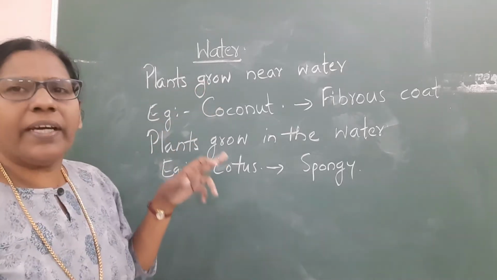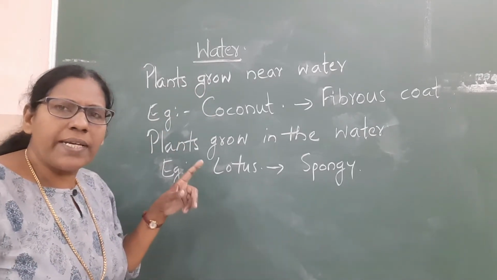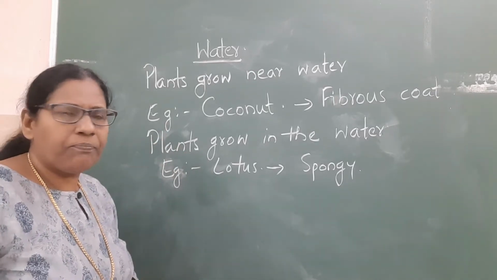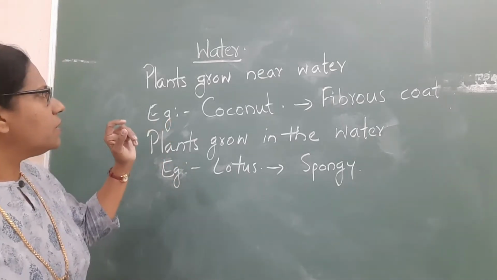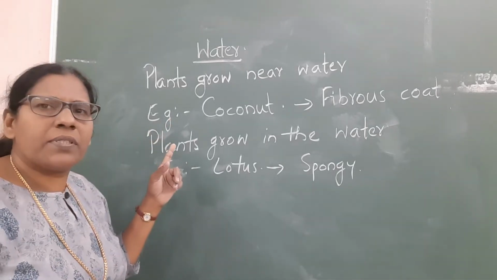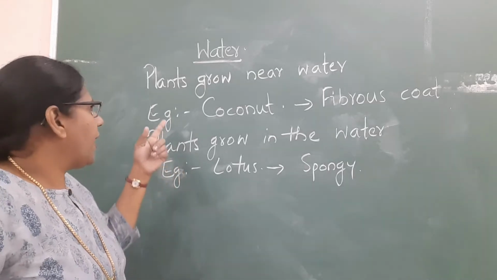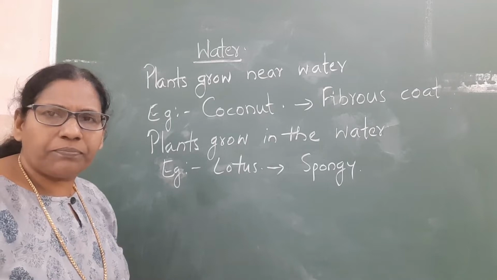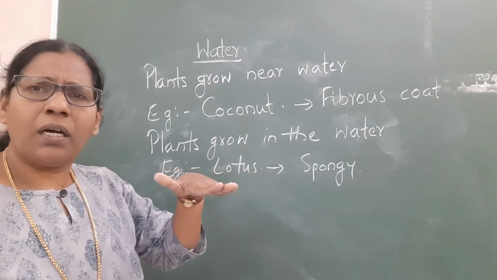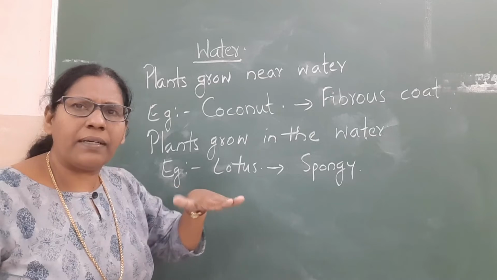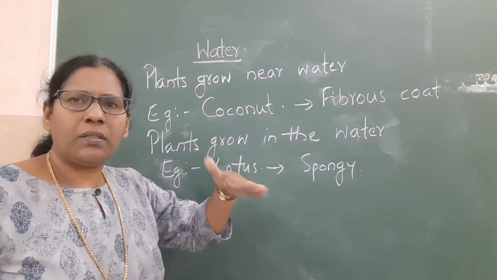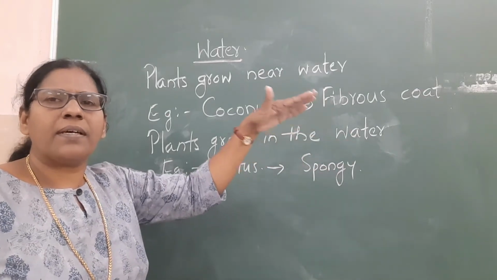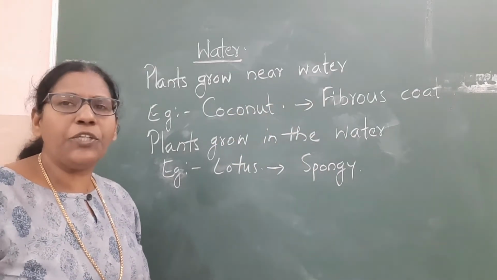Plants that grow near the water: the seeds of the plants that grow near a water body disperse through water. Example, coconut. Coconut has a fibrous pod, so it floats on the water and moves, and then it disperses through the water and goes to the next place, and there it grows into a new plant.